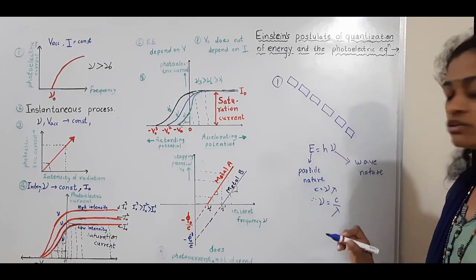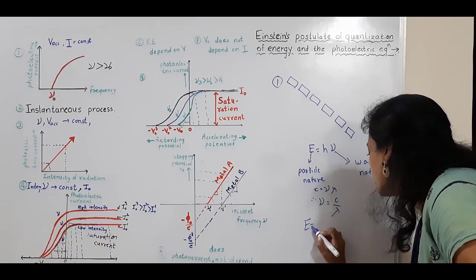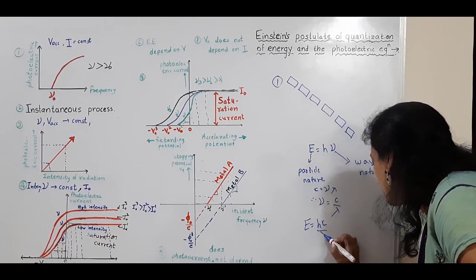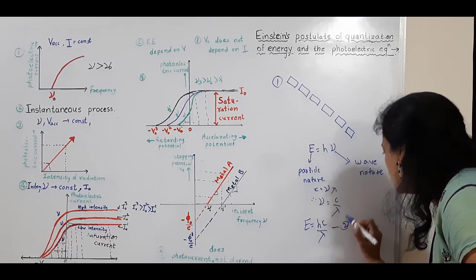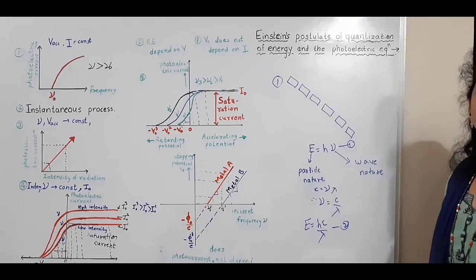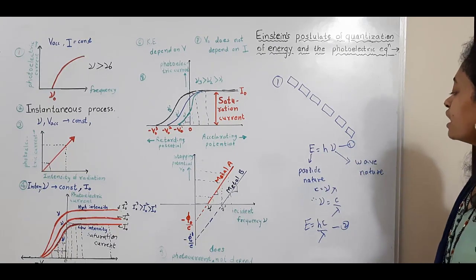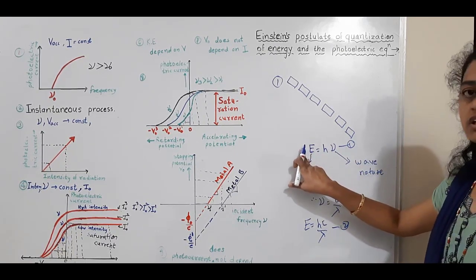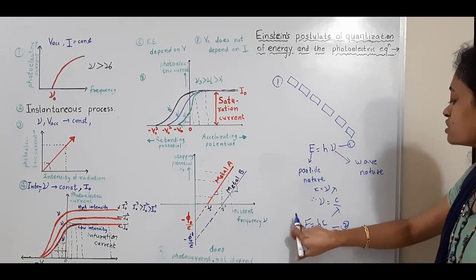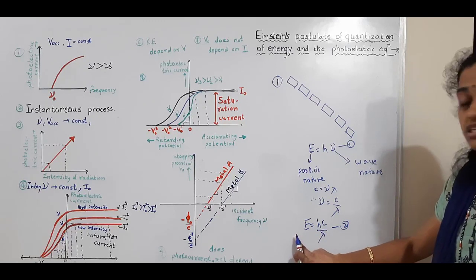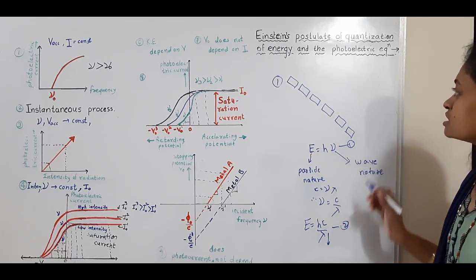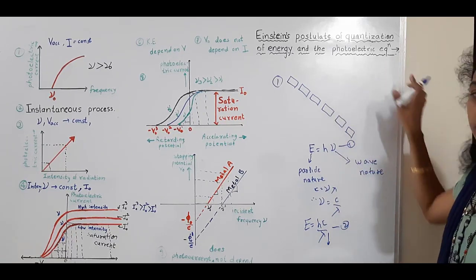Putting this in the above equation, what will we write? E is equal to hc upon lambda. Call this second, call the first one 1. From these two equations, we can say that the energy of incident radiation increases as the frequency increases. Also, the energy of incident radiation is large if lambda is low. From this, we can explain the photoelectric equation.